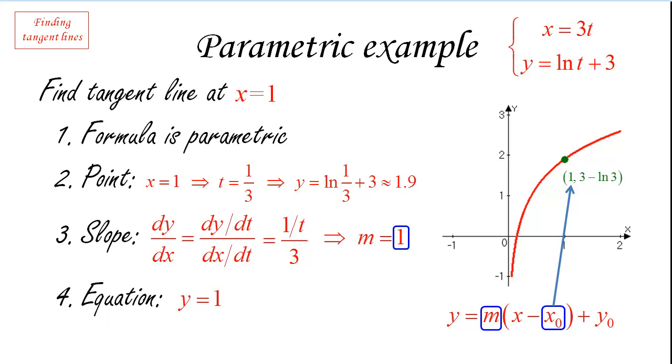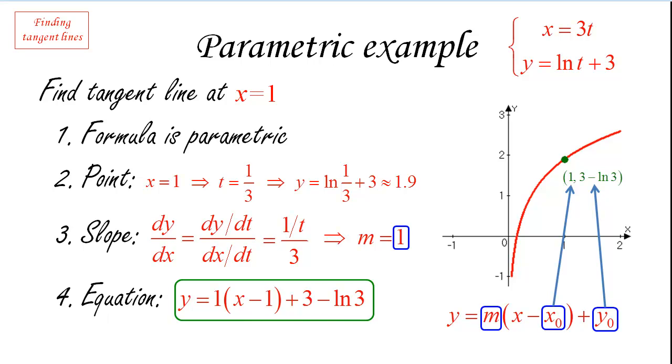Then we're going to look at x0. We found out that x0, actually that was a given, was equal to 1. That was the x coordinate we wanted. And so that means that our first bracket becomes x minus 1. And then y0, we have computed that to be 3 minus ln 3, so we're going to add that at the end. And that's it. That's the equation of the tangent line.